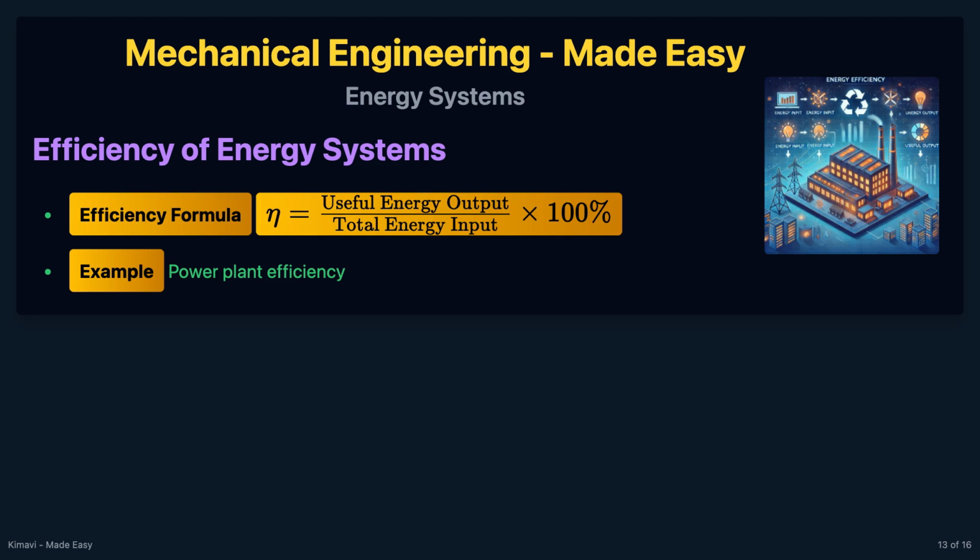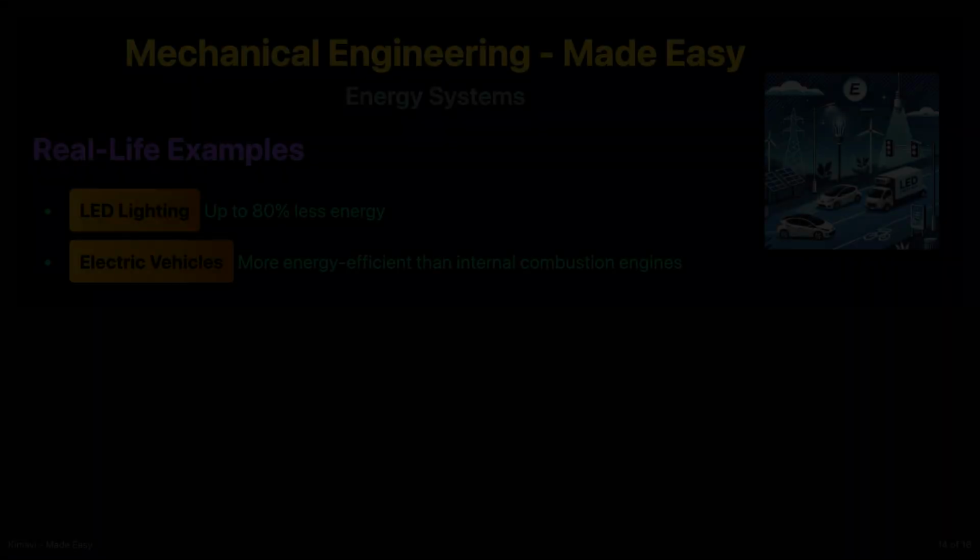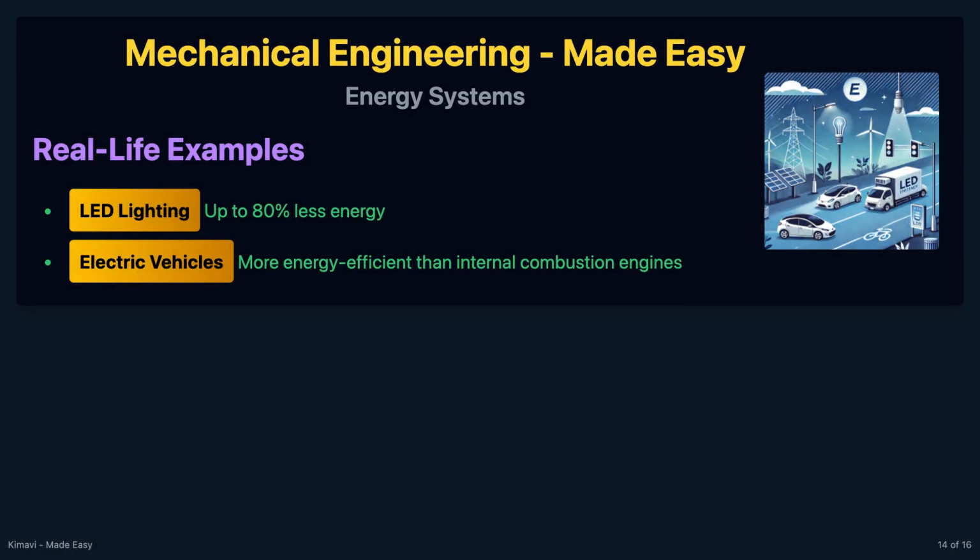For example, if a power plant produces 500 megawatts of electricity using 1,000 megawatts of fuel energy, its efficiency is 50%. Real-life examples of energy efficiency include LED lighting, which uses up to 80% less energy to produce the same amount of light as incandescent bulbs, and electric vehicles, which are more energy efficient than internal combustion engine vehicles, converting more of the energy from the battery into motion.